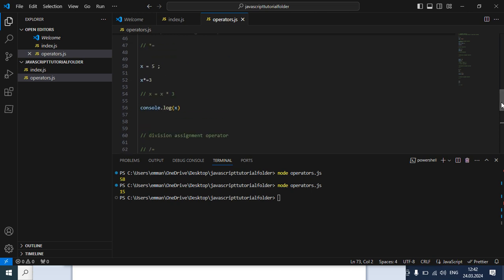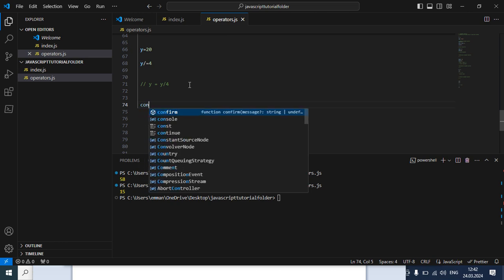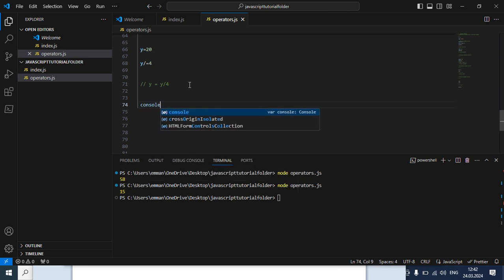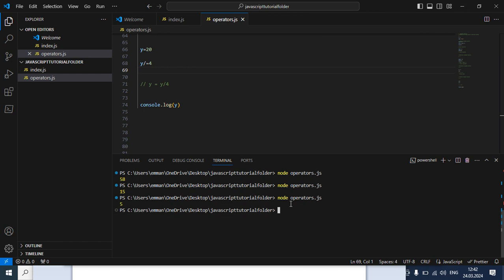So let's look at what it gives us. I comment this out so that we don't get confused, and let's console.log the value of y. So let's go to our terminal and see. So that is 20 divided by 4.